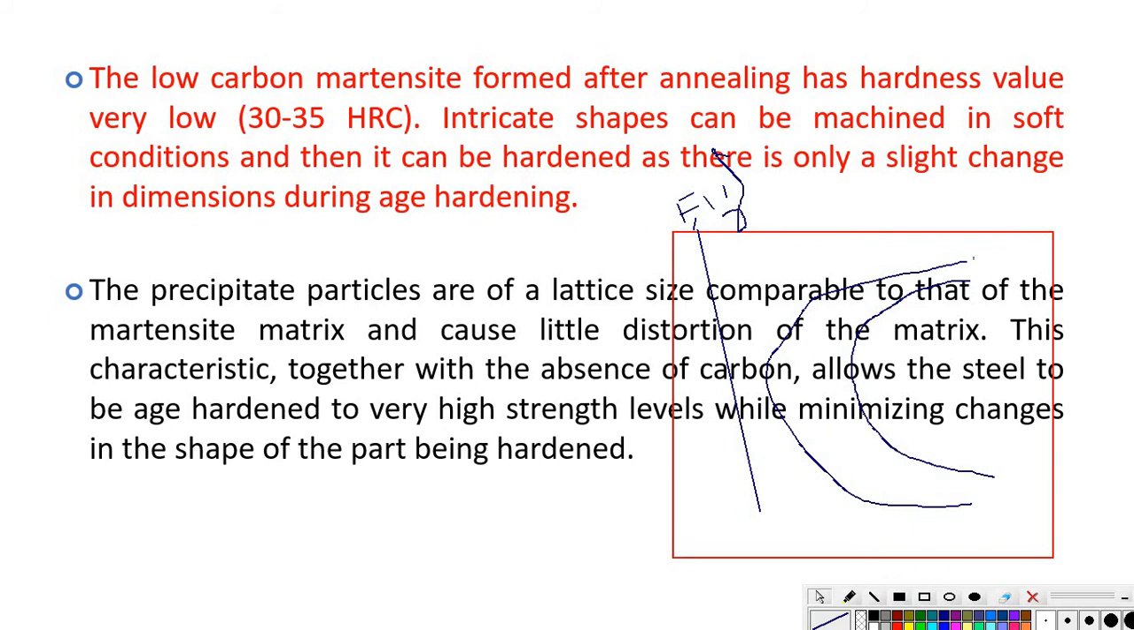The precipitate particles are of lattice size comparable to that of the martensite matrix and cause little distortion of the matrix. So this characteristic, together with the absence of carbon, allows the steels to be age hardened to very high strength levels while minimizing the change in shape of the part being hardened. So the lattice size is very comparable for the precipitates formed during the aging. So this will not change the dimension of the final product.